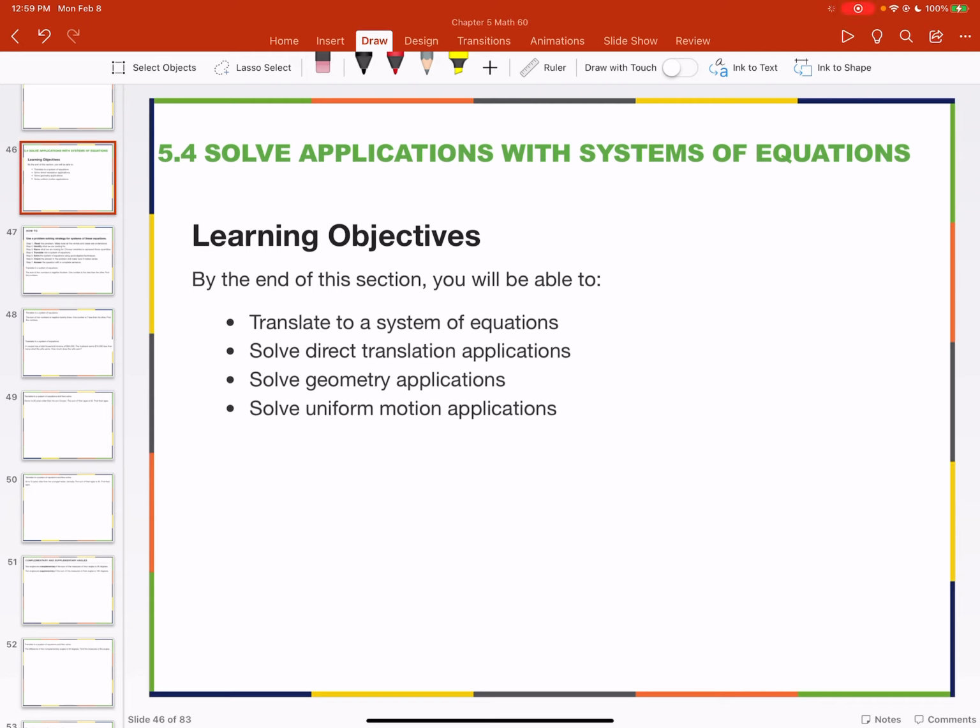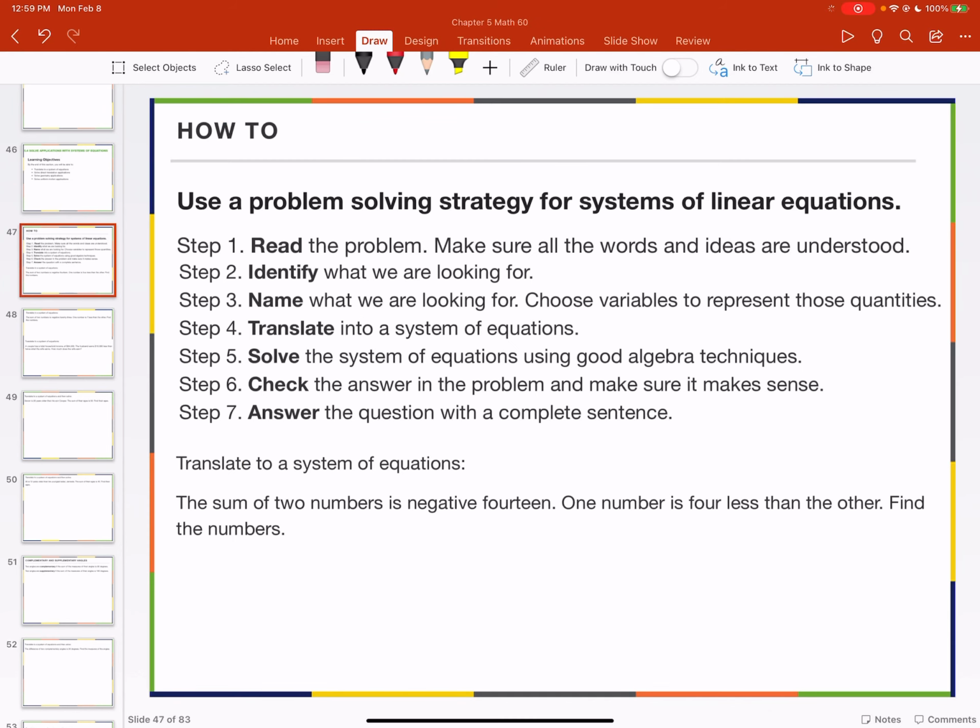Hi, and welcome to 5.4, which deals with solving applications with system of equations. At the end of this section, you'll be able to translate to a system of equations, solve direct translation applications, solve geometry applications, and solve uniform motion applications. So how do we do that? We need to use a problem-solving strategy. So we need to read the problem, identify, name, translate, solve, check, and answer.